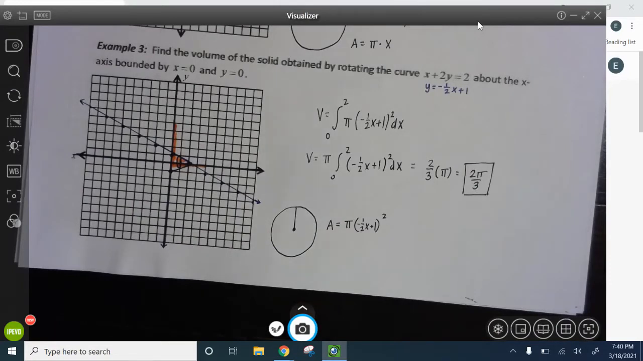So again, if we're thinking about the area of the cross-section, we want to know what its radius is. And generally, the radius is going to be your top minus your center point of your radius, which in this case is just going to be 0.